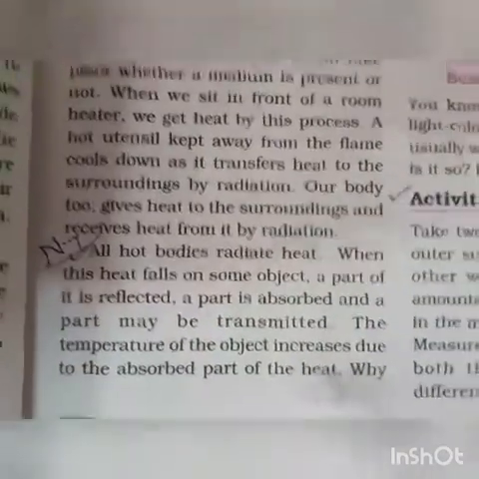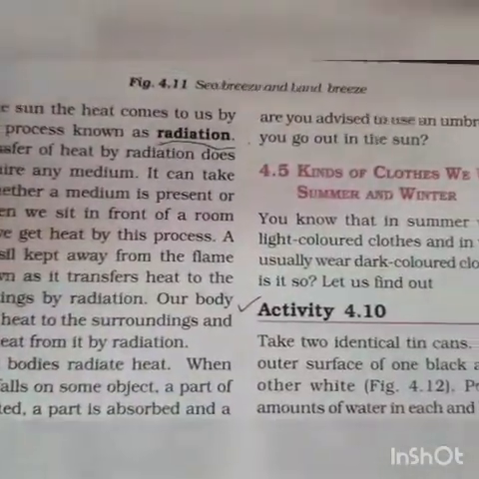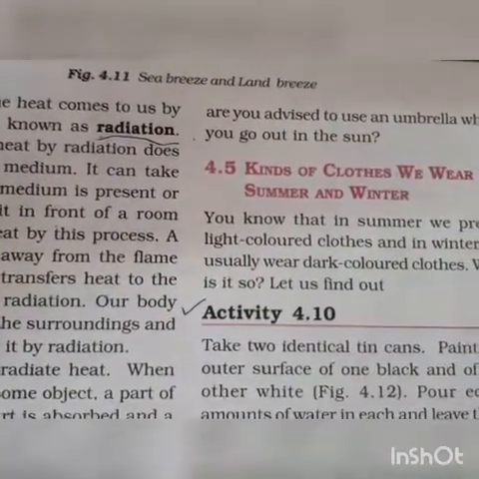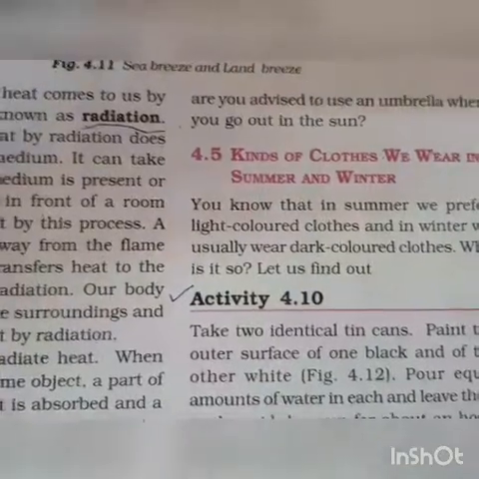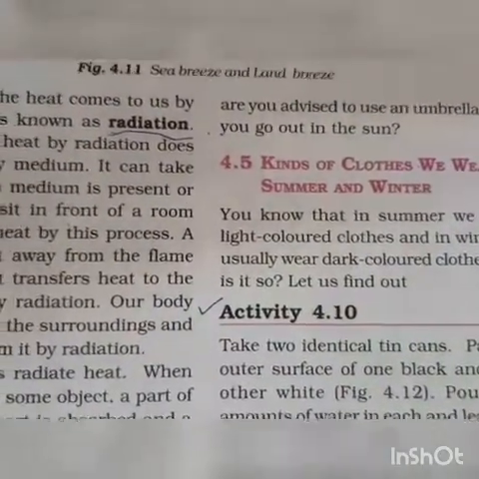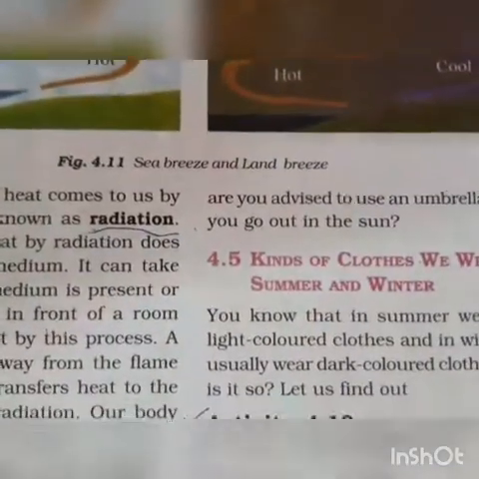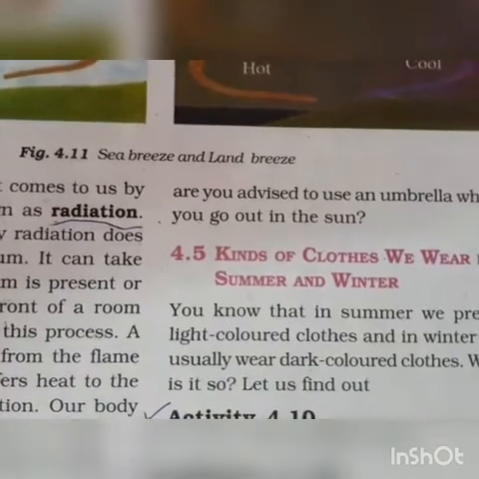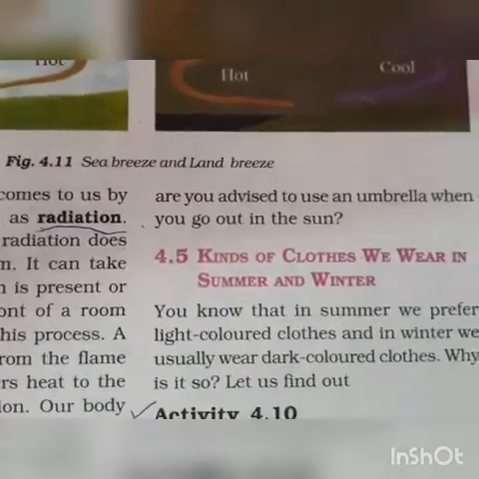That is why it is told that when you go out in the sun you take an umbrella, so that the heat is not transmitted onto you. The umbrella coming in between means the majority of the heat will be reflected back. If you are using a white umbrella, then the majority of heat will be reflected back. White will not absorb the heat. Only a little bit of heat will be there, so you will feel cooler when you are out in the sun using an umbrella.